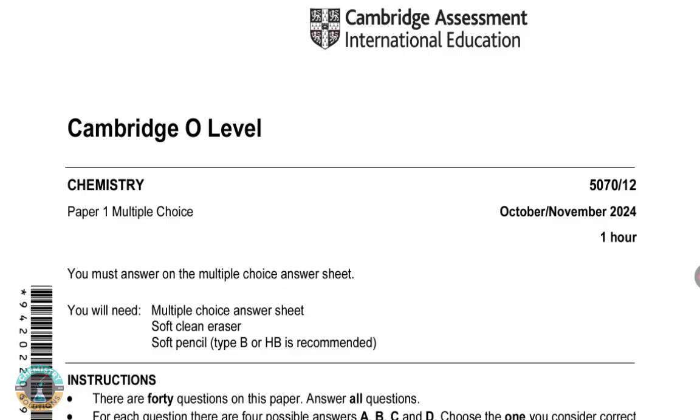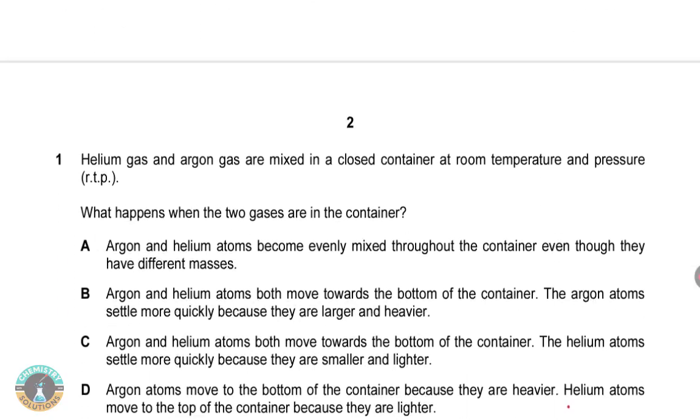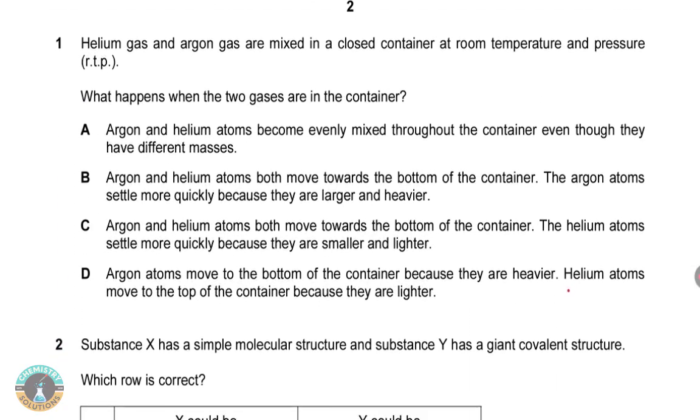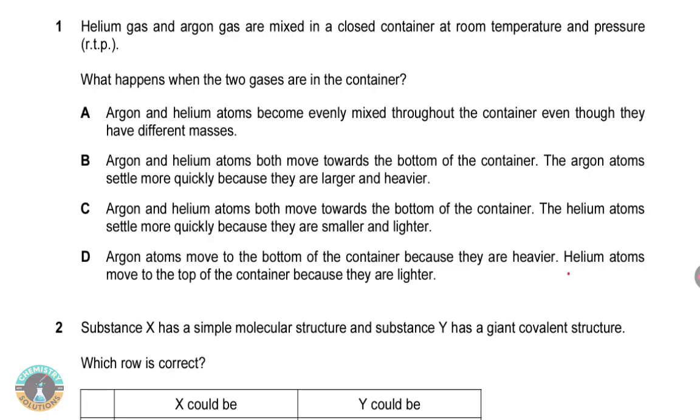So today in this lesson we are going to attempt the paper from Cambridge O level exam paper 1, 5070, variant 1 to, October November 24. This paper contains 40 MCQs. So first MCQ is: helium gas and argon gas are mixed in a closed container at room temperature and pressure.